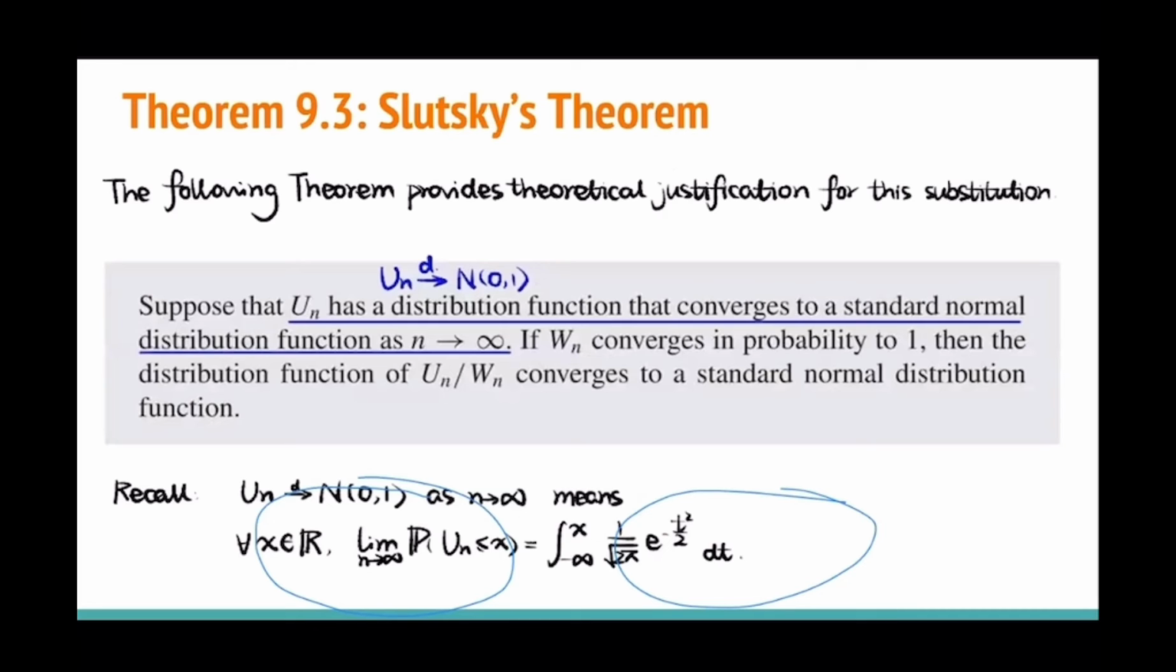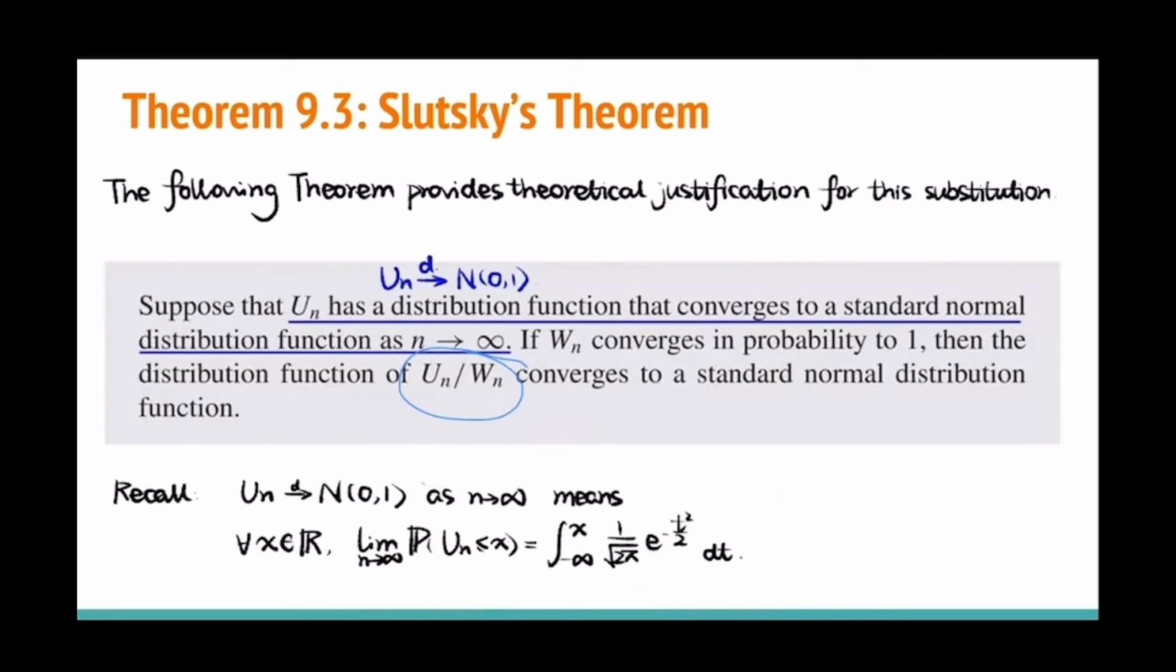Okay, looking at this Slutsky theorem, suppose we have Un, which has a distribution function that converges to a standard normal distribution as n becomes sufficiently large, so when n tends to infinity. We want to define Wn, which converges in probability to one, and I want to look at the ratio.